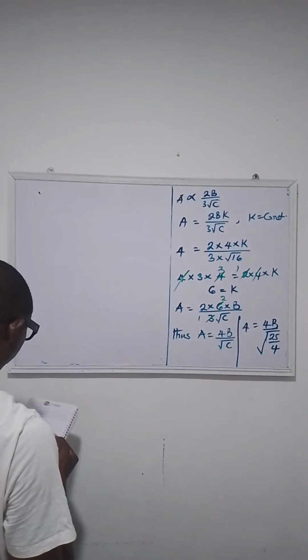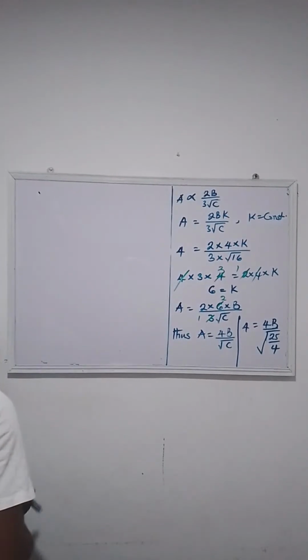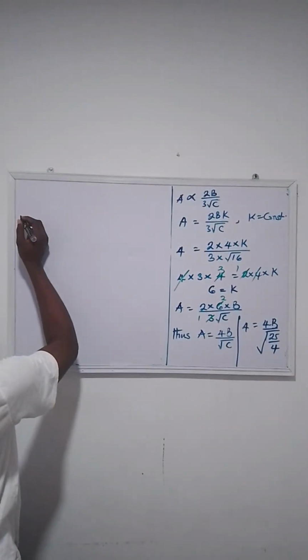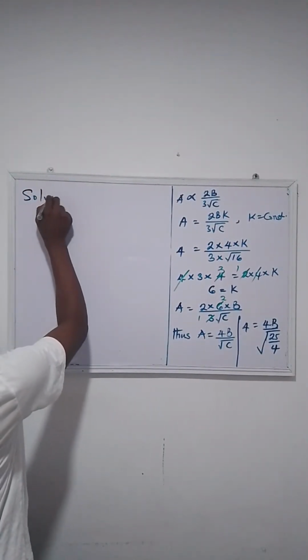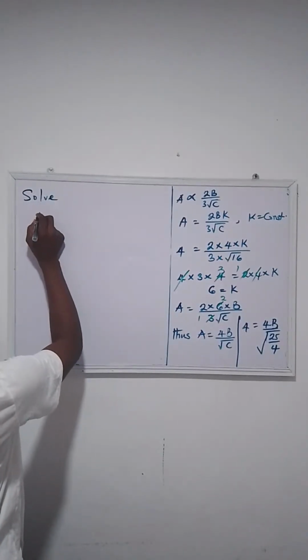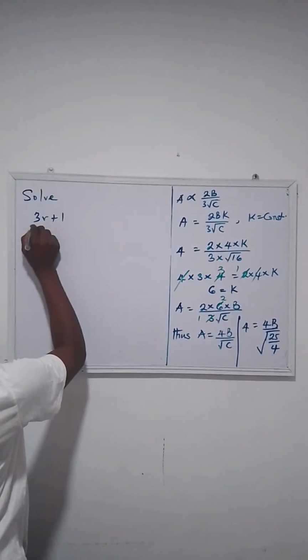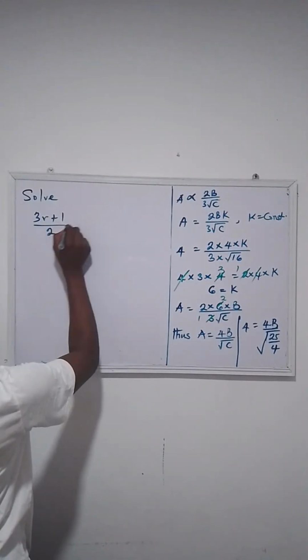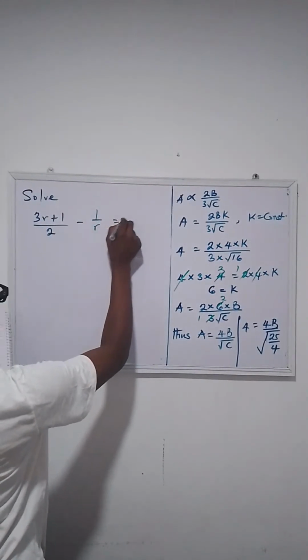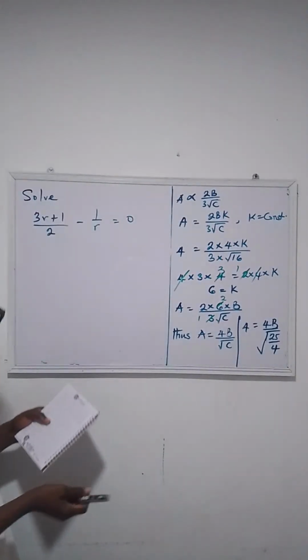Yeah. This is under quadratic equation. So it is solve 3r plus 1 over 2 minus 1 over r equals to 0. Okay, so that is it.